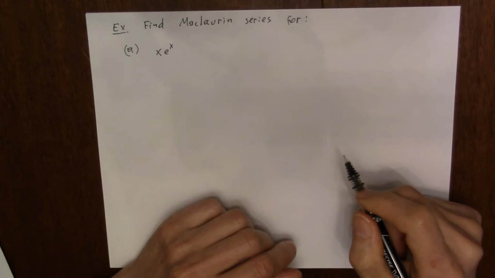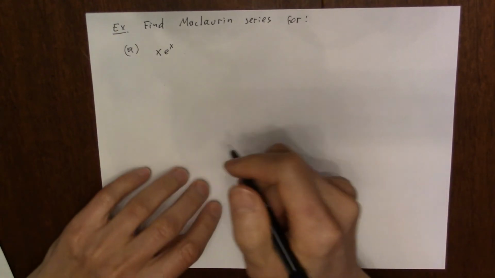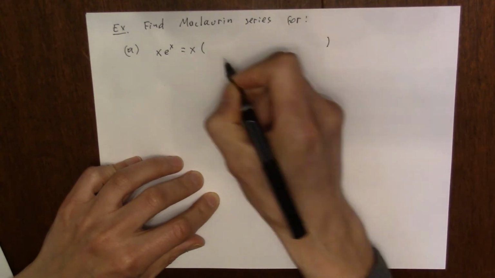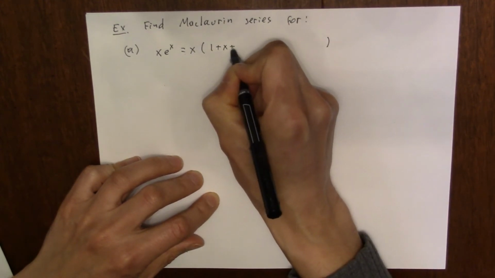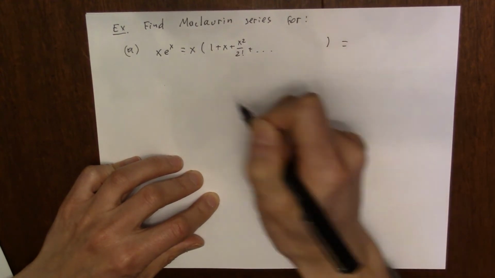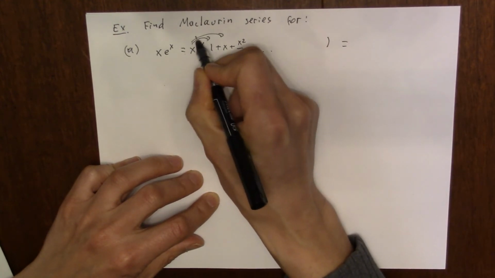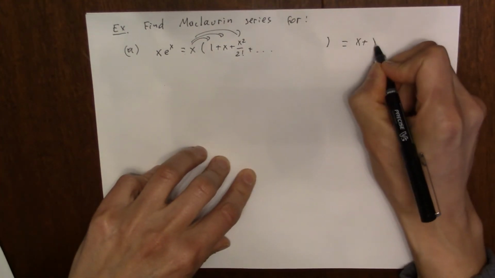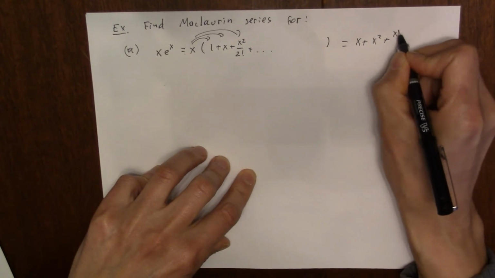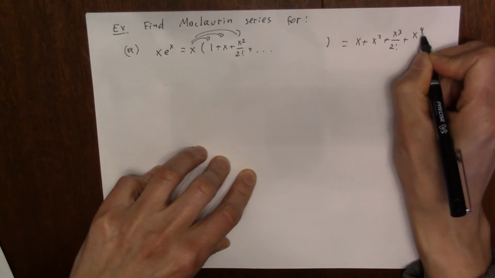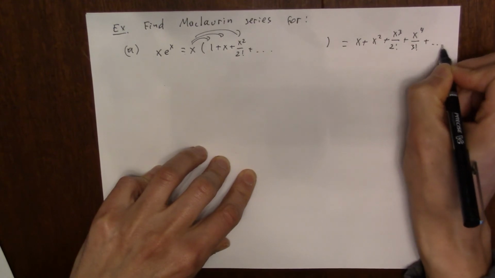If we want to find the Maclaurin series for x times e to x, what we'll do is we're going to write down the Maclaurin series for e to x, which is 1 plus x plus x squared over 2 factorial plus and so on. And then we're going to distribute x inside, so we're going to get x plus x squared plus x cubed over 2 factorial plus x to the 4 over 3 factorial plus and so on.